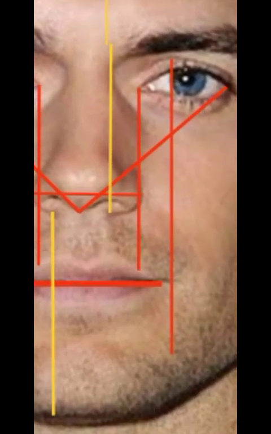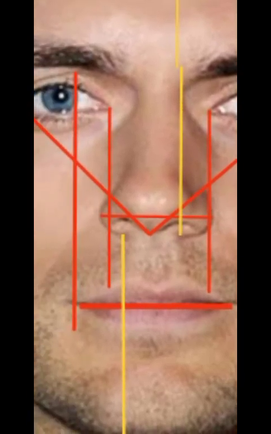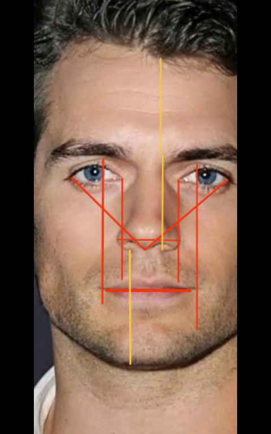His canthus, however, perfectly meets his nose. His nose perfectly flares out to meet his canthus. So compared to his eyes, he actually has a pretty good sized nose. Not too big, not too small.